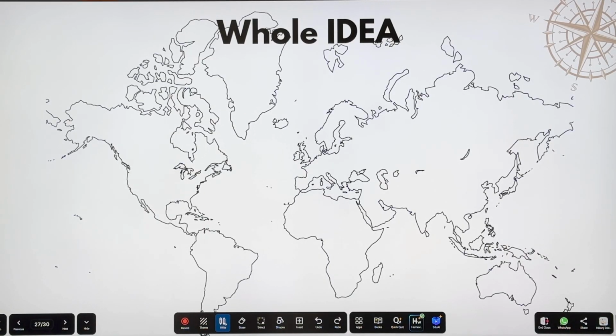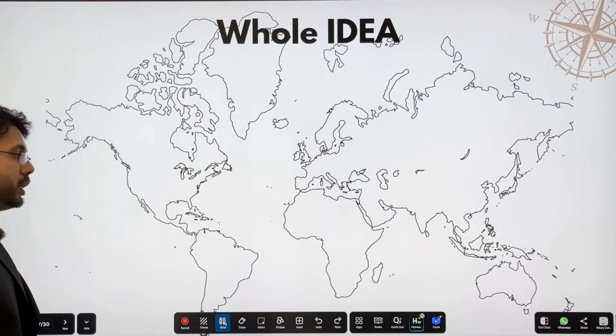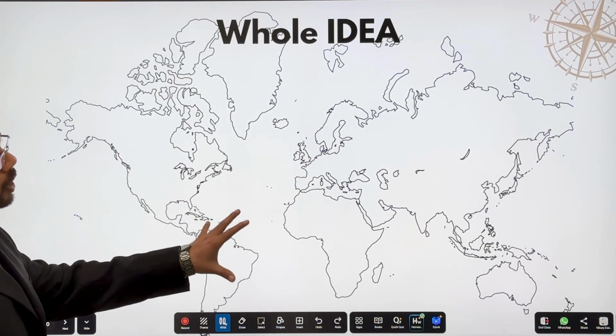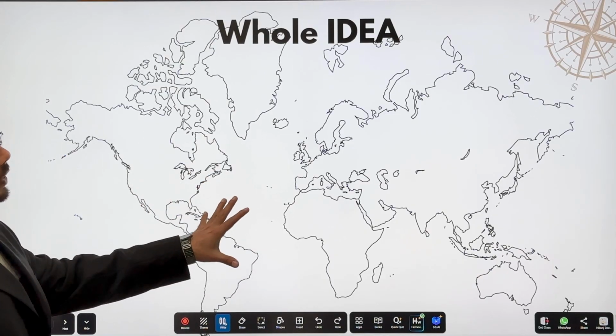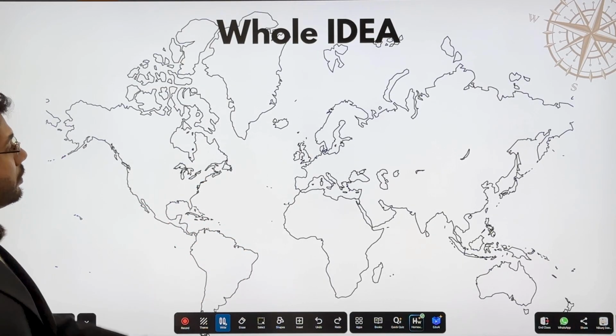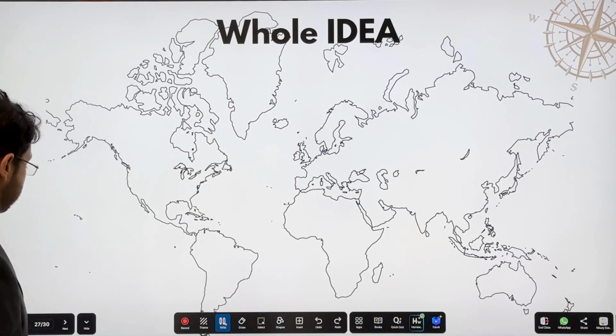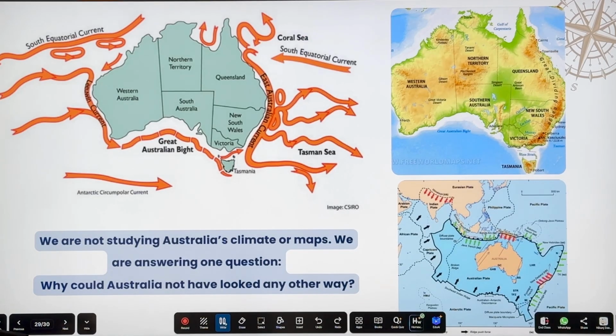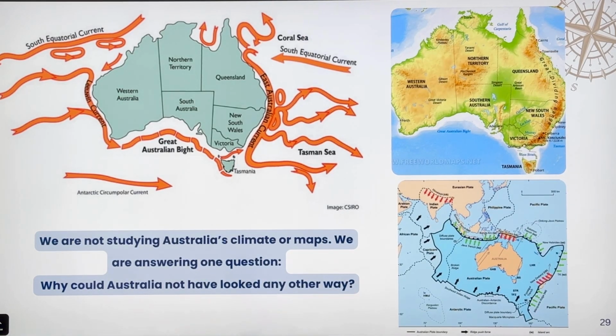So the whole idea of this revision and this orientation is to make you understand how we will be covering each portion of the earth, understanding how it looks the way it looks because of the oceanic currents, the planetary winds, and other factors responsible for its creation. When we study Australia, for example, next class will be on Australia, what we'll be studying is why could Australia not have looked the other way?